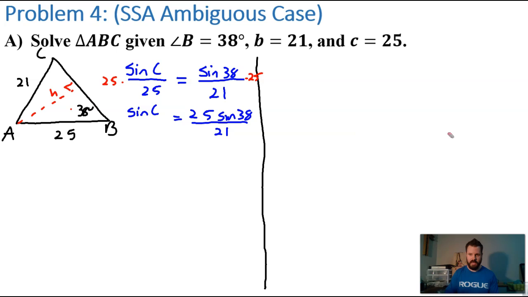And then to get the c by itself, we're going to take the sine inverse of both sides of the equation. I'm not going to write that here and show the crossing off. I'm just going to say that I know c is equal to the sine inverse of 25 sine 38 over 21.